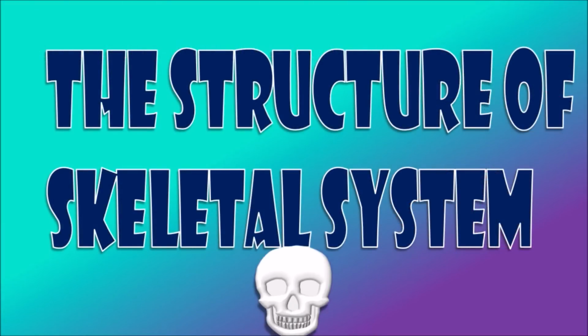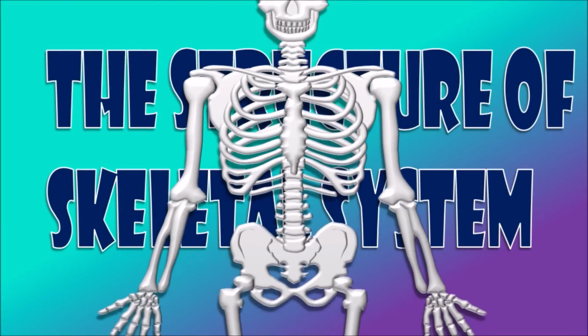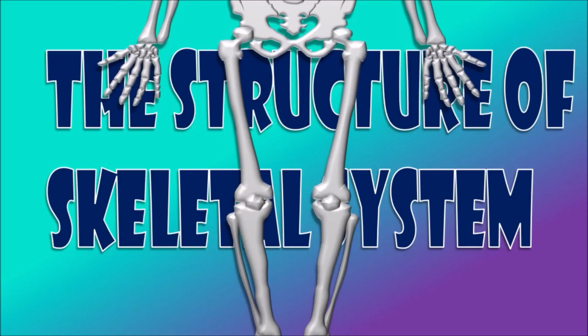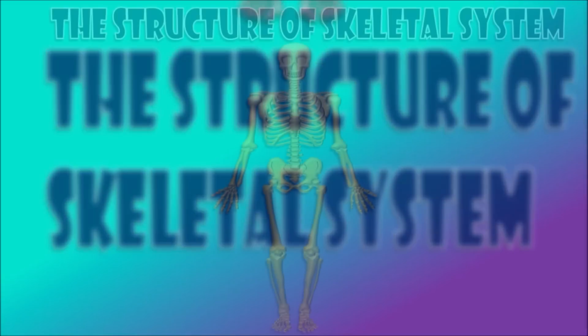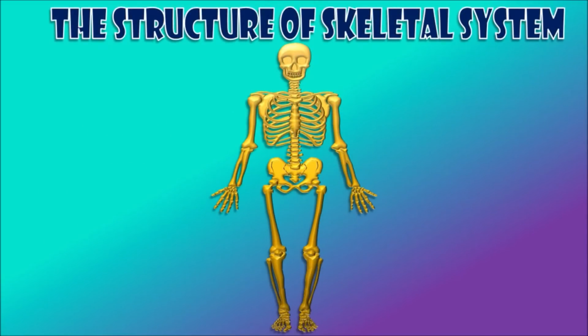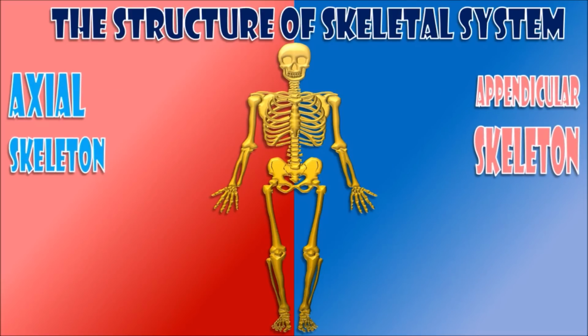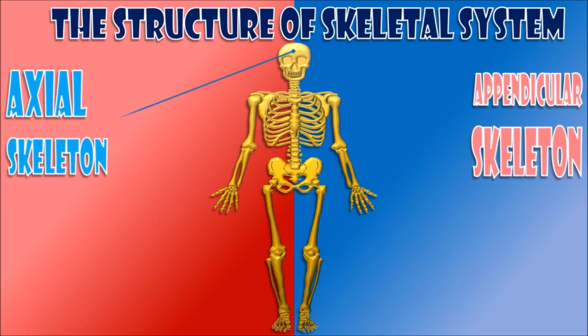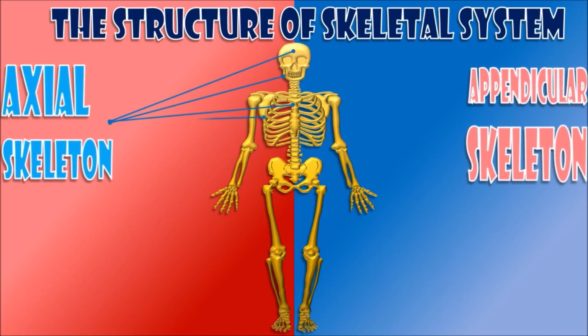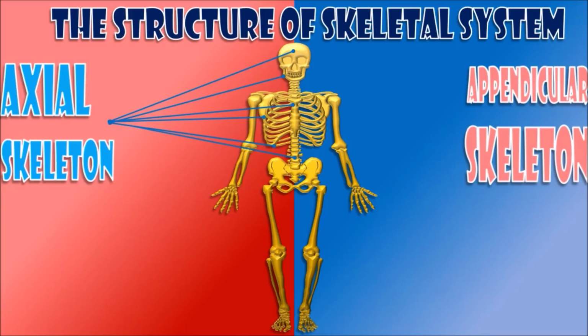Now, let's see the structure of the skeletal system. The human skeleton consists of two divisions, the axial and the appendicular skeleton. The axial skeleton includes the skull, the vertebral column, the ribs, and the sternum. The appendicular skeleton includes the bones of the shoulders, arms, hands, hips, legs, and feet.